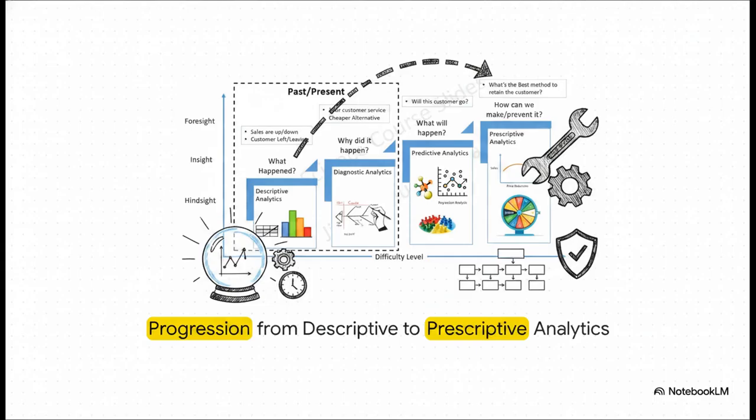That's where the data actually suggests actions, answering how can we make it happen, or even how do we prevent it. It's basically the difference between predicting a machine is going to break and the system automatically prescribing the exact maintenance schedule to stop it from breaking in the first place.